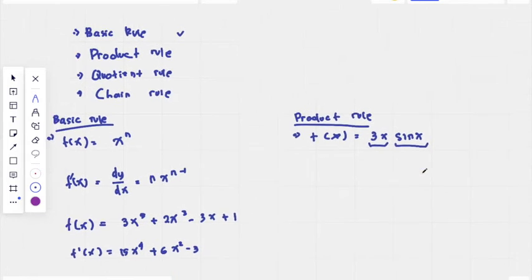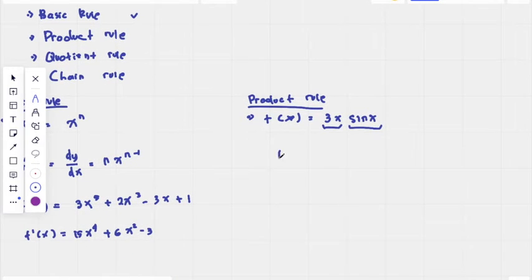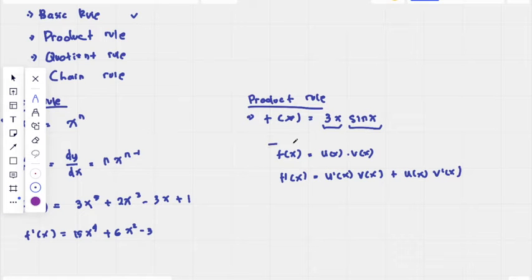So the product rule: if you have a function f(x) equals u(x) times v(x), then the first derivative of the function is u prime of x times v(x) plus u(x) times the first derivative of v(x), this one. So this is the rule.